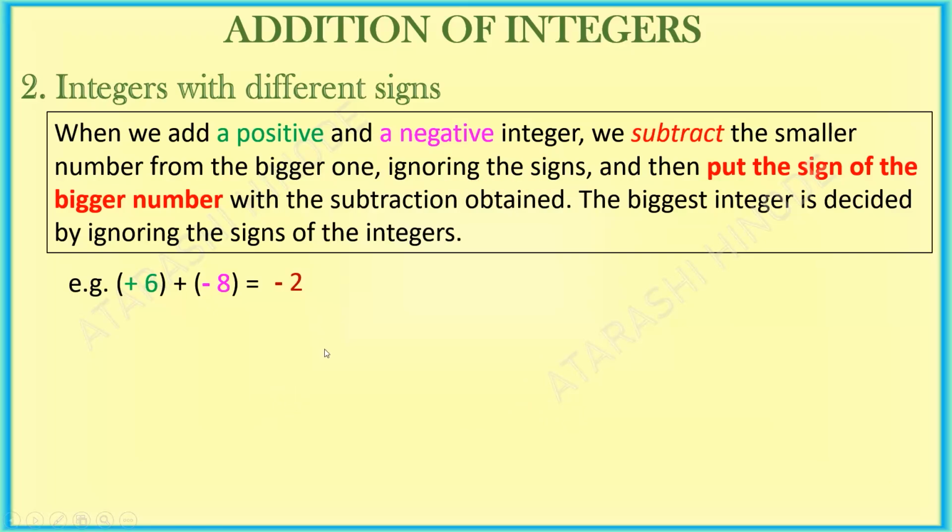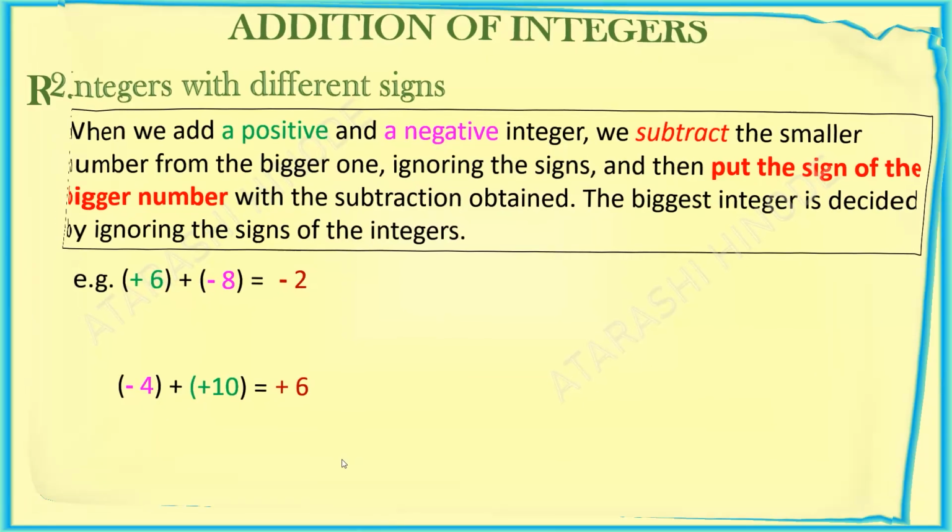Let us do one more sum. Add minus 4 and plus 10. Here, the first number is negative and the second number positive. Ignoring the signs, the numbers are 4 and 10. Here 10 is the bigger number and 4 is smaller. So, subtract 4 from 10. Here we get 6. Here, the subtraction obtained is 6. Next, we have to put the sign. For that, check the sign of the greater number. Greater number is 10. And here its sign is positive. So put plus here. So the answer is plus 6.